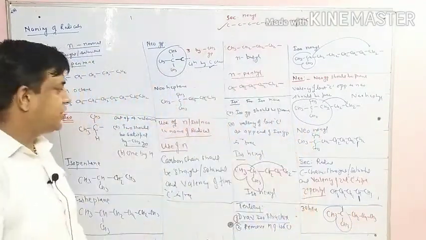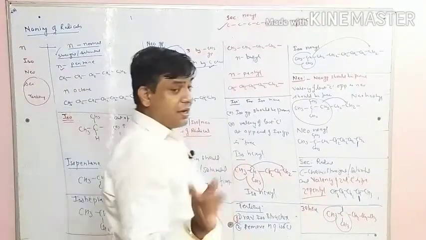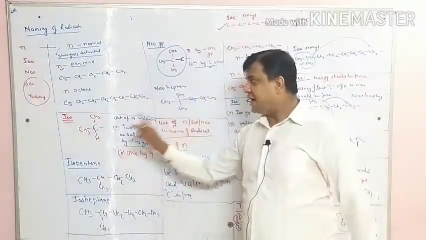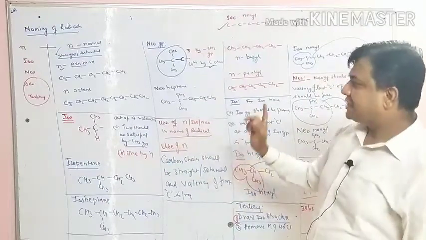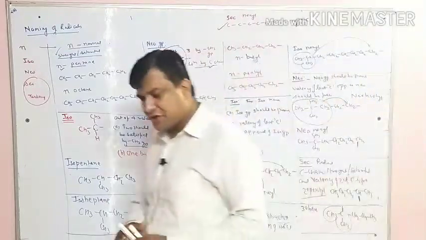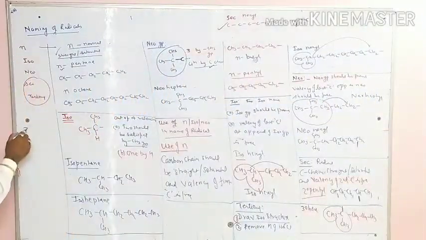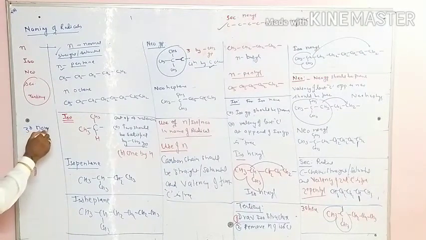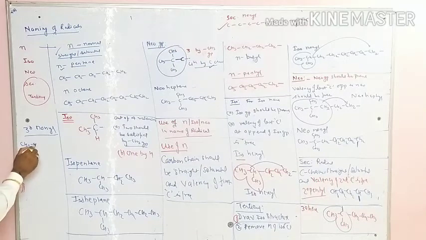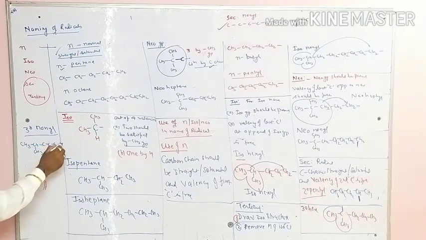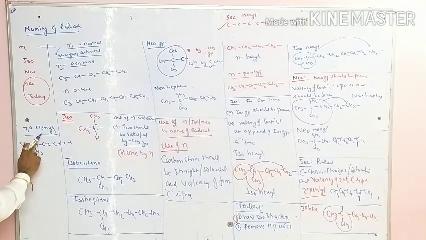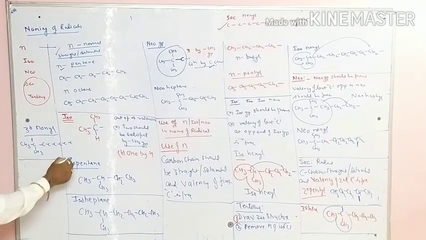So what we have discussed today: N, iso, neo, N radical, iso radical, neo radical, secondary radical, and the tertiary. One more example of the tertiary I am taking on this side. Tertiary nonyl. Whenever we say tertiary, first write its iso format, 1 2 3 4 5 6 7 8 9. Now free the valency from this side. This is the tertiary nonyl.